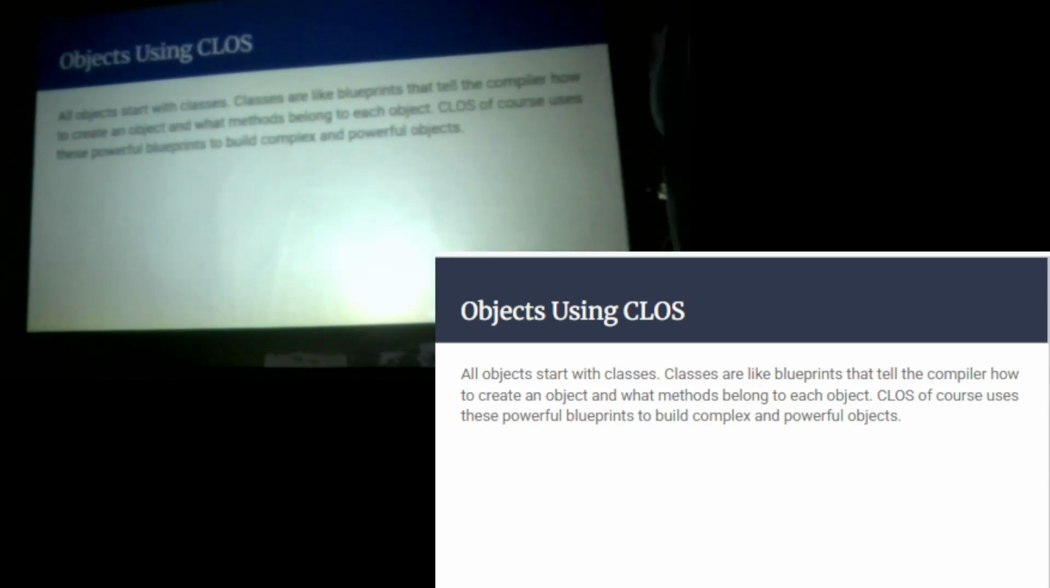Objects using a Common Lisp object system, which is what CLOS stands for. Classes are like blueprints that tell the compiler how to create an object and what methods belong to each object. CLOS, of course, uses these powerful blueprints to build complex objects. Here's an example of a class called defclass person. Here are its members right here. And then we have a method that belongs to the person class that will print it. I'm not going to go line by line on this because we've already covered most of these concepts, but feel free to pause the video and go line by line just to get a feel of the person class.